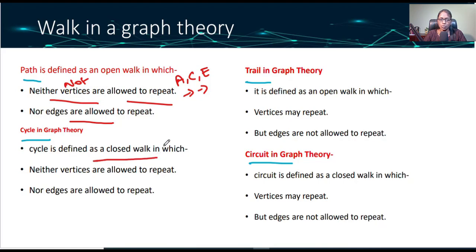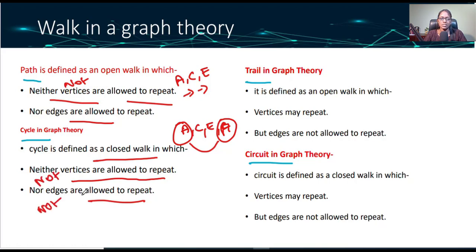A cycle is defined as a closed walk. So whenever A, C, E, the starting vertex should be the ending vertex. Starting and ending should be equal, which is called a closed walk. A cycle is defined as a closed walk in which neither vertices are allowed to repeat nor edges are allowed to repeat. Neither and nor have the same meaning here: not. So no vertices are allowed to repeat, no edges are allowed to repeat, but it is a closed walk, meaning the starting vertex should be equal to the ending vertex. That is called a cycle.